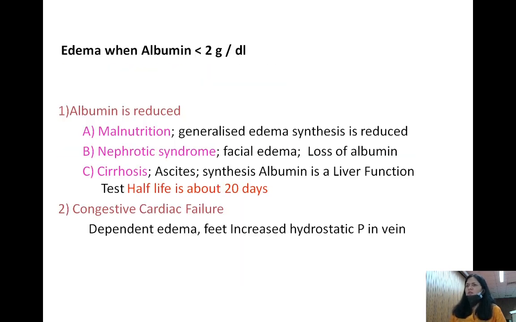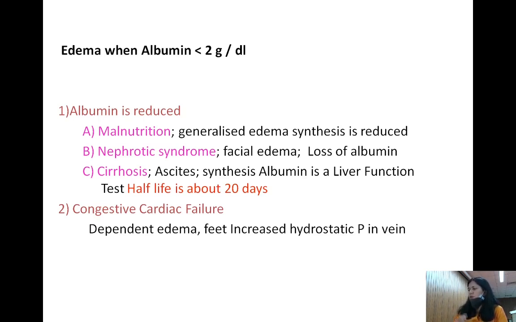Albumin concentration is reduced in conditions like malnutrition. An example of malnutrition is protein energy malnutrition. In such a condition, because there is decreased intake of protein, the albumin concentration also decreases. In nephrotic syndrome, there is loss of albumin, and then there will be edema around the face in nephrotic syndrome.